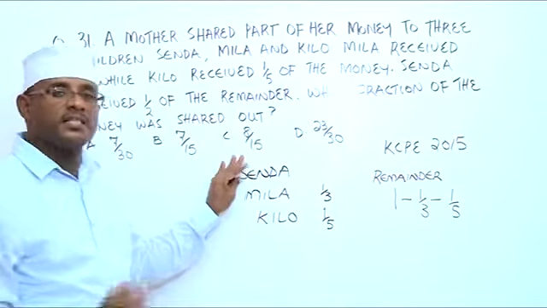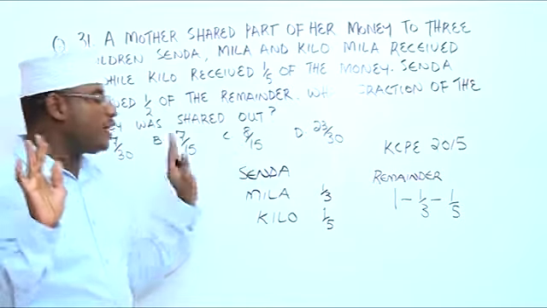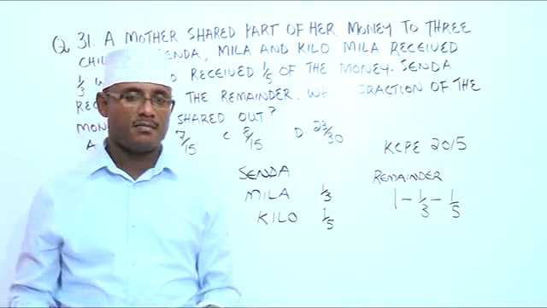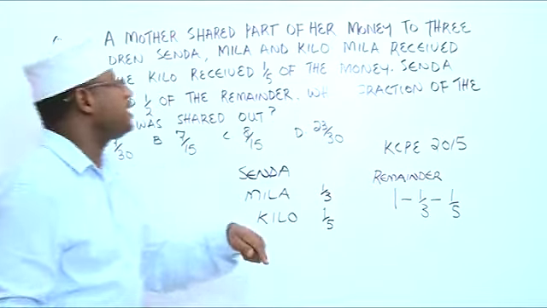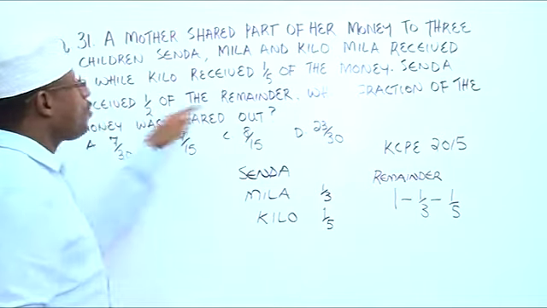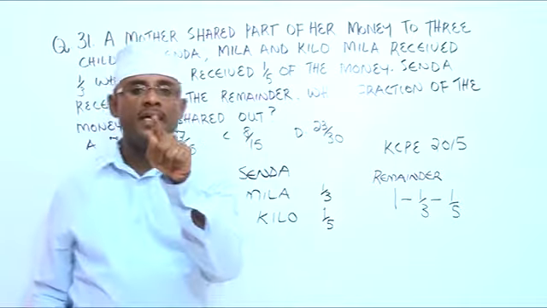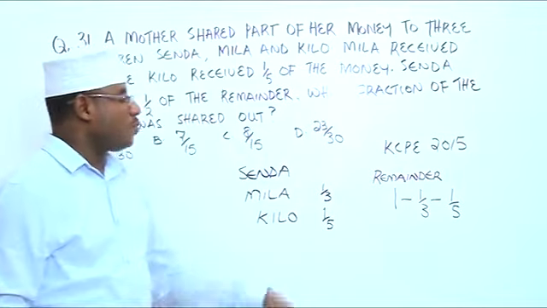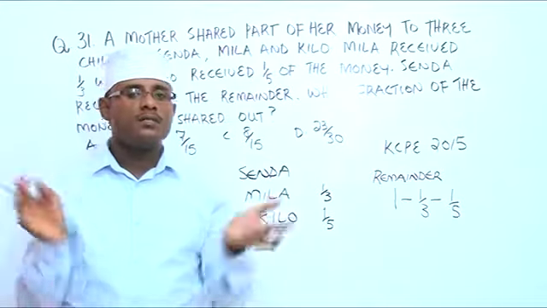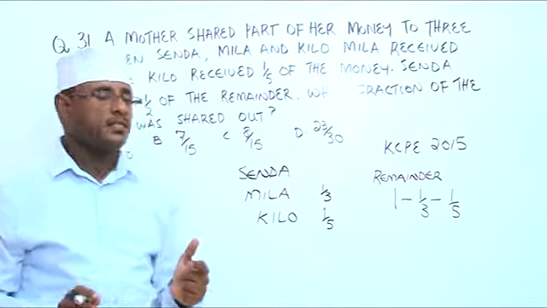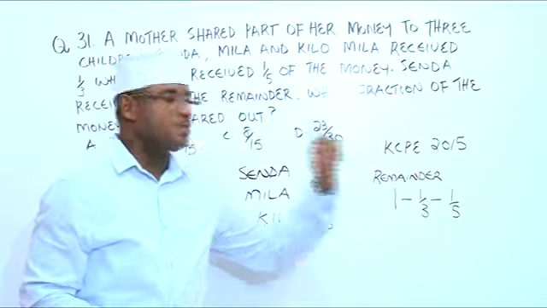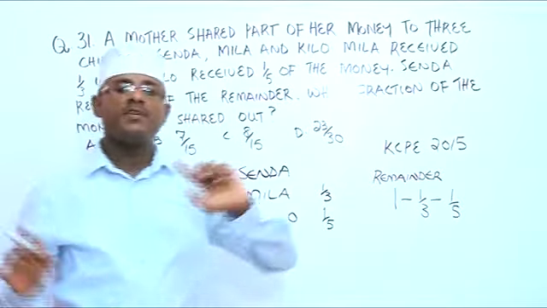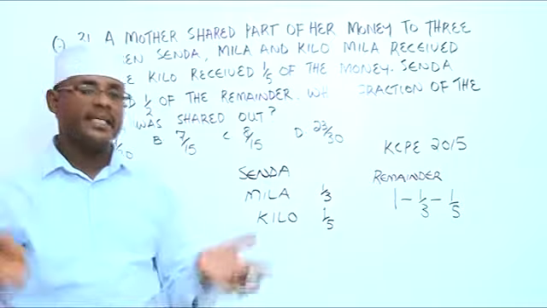We have not touched Senda yet. We are just trying to work out how much fraction remains. Because the question is telling us Senda received a half of the remainder. So we need to get the remainder so that we can get a half of it. So 1 is the whole amount minus the first fraction given out minus the second fraction given out. Whatever is going to remain will be the remainder now.